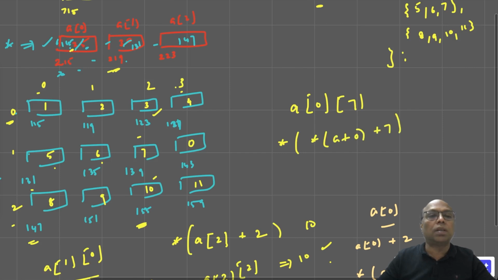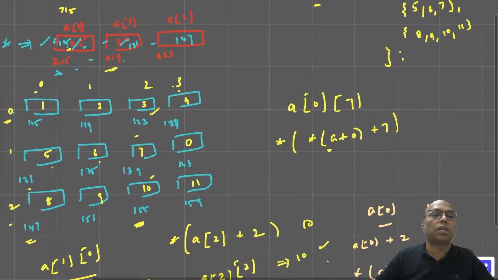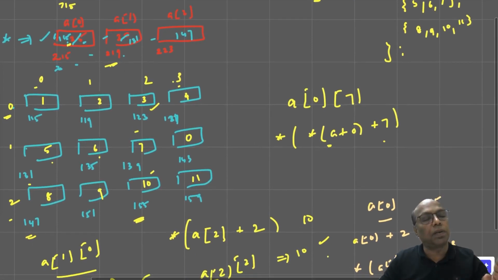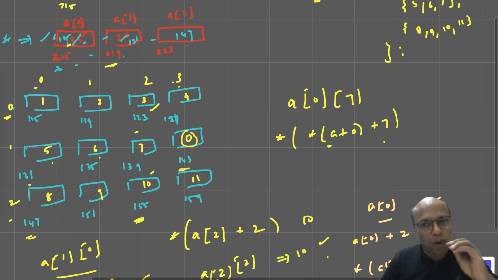A is how much? 215 plus 0 is 215. Star is how much? 115. 115 plus 7 means you have to add 28 bytes. If you add 28 bytes, 115 plus 28 is 143. Why are you able to write? Simple reason, all are stored in adjacent memory.